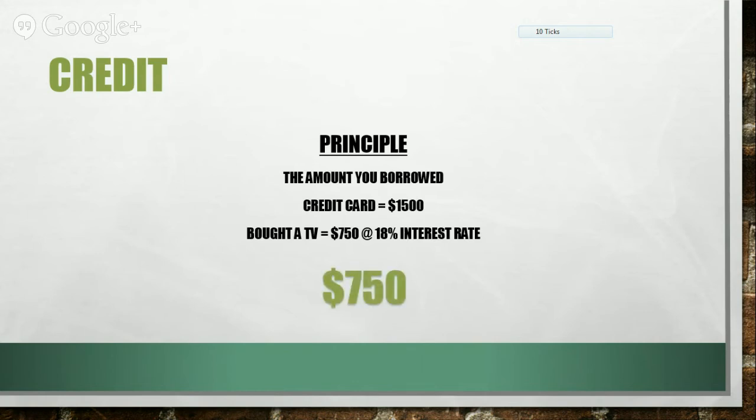Yep. So your principal is $750. You didn't borrow $1,500. That's just the limit. That's how much you can actually use if you wanted to, but you're not using all of that. You only use $750 for the TV that you bought. So that is your principal, okay?